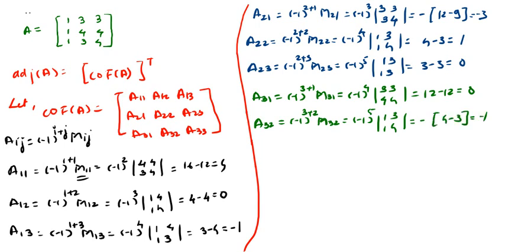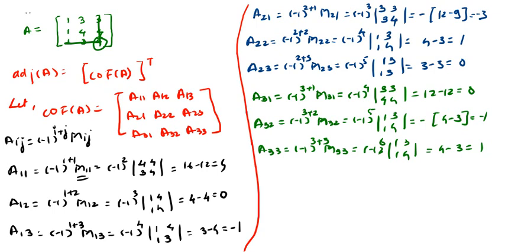Now the next entry is A33, which is -1 raised to 3 plus 3 M33, so this will be -1 raised to 6 into determinant, and this determinant is the minor of this element A33. So hide this row, this column. What remains? 1 3 1 4. Okay, so finally we get this as 4 minus 3 is equal to 1.